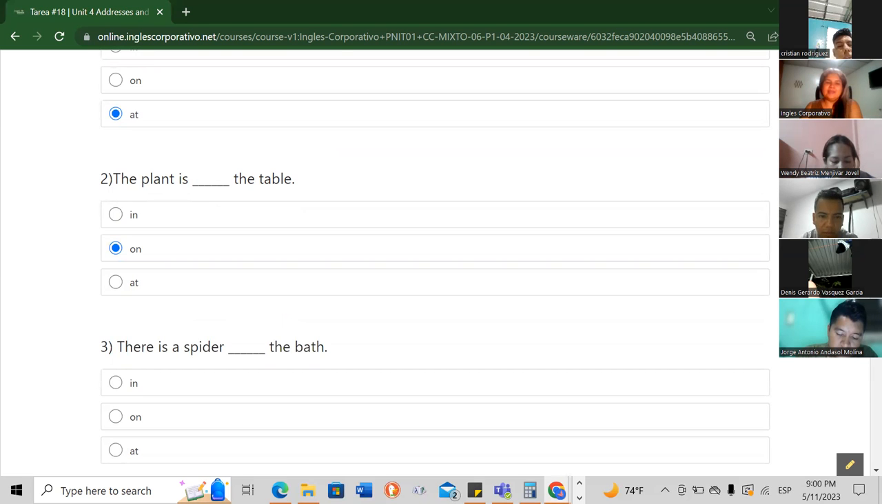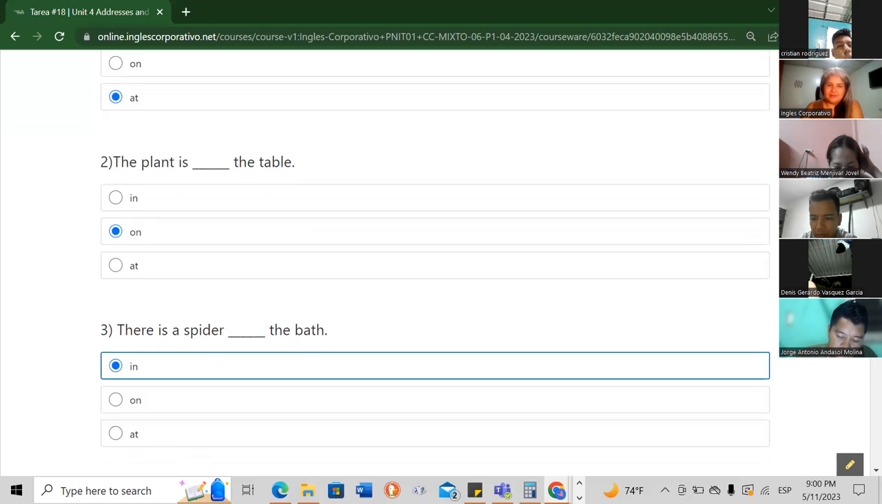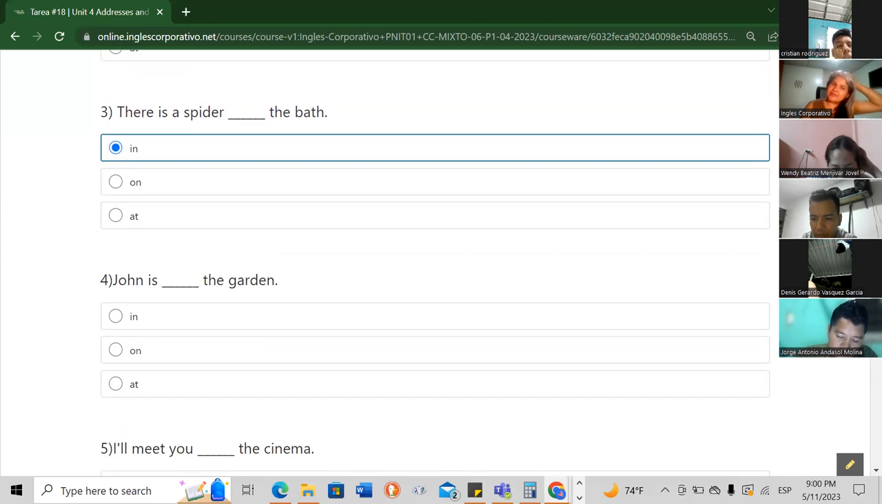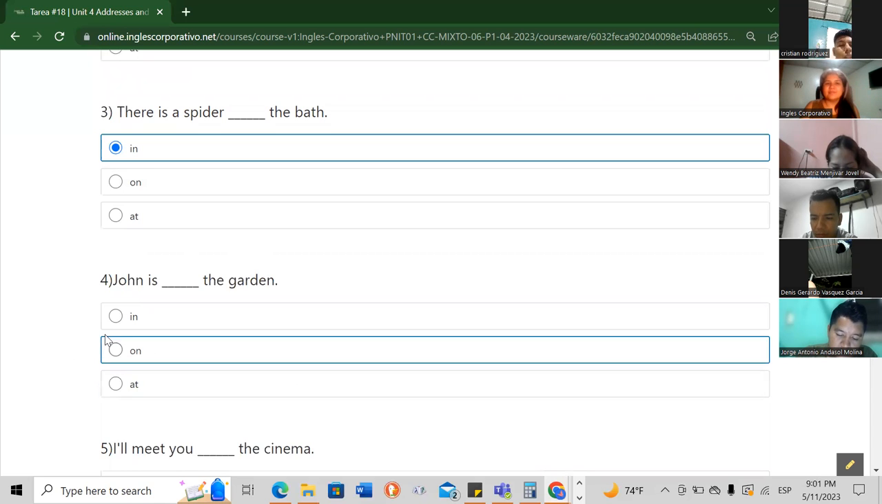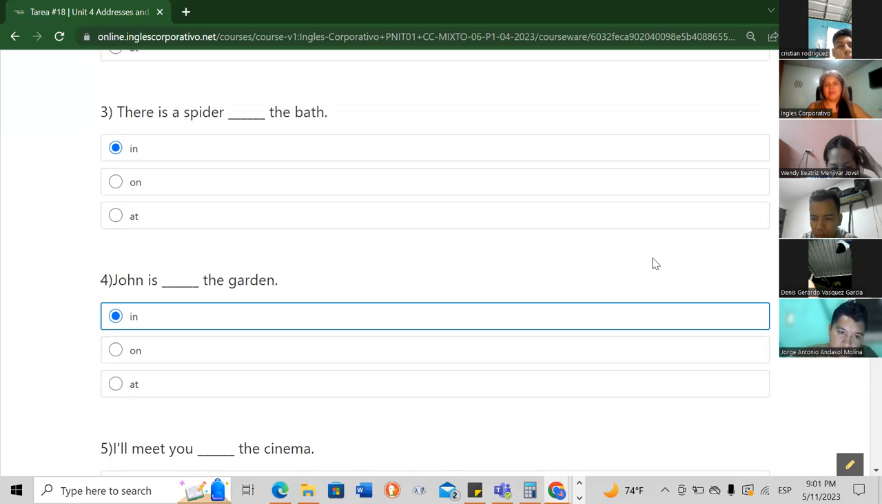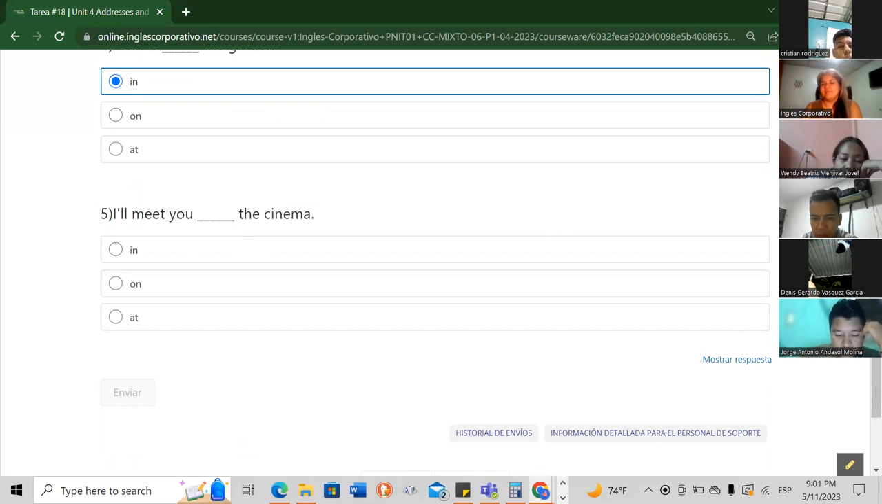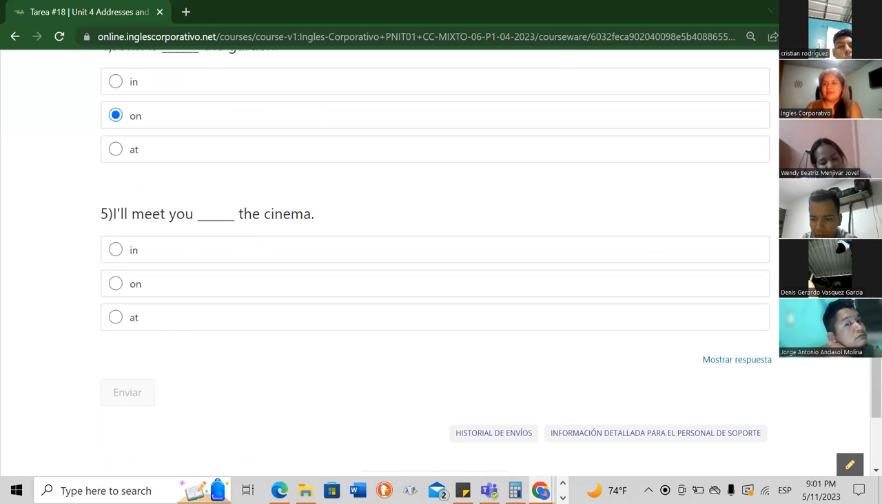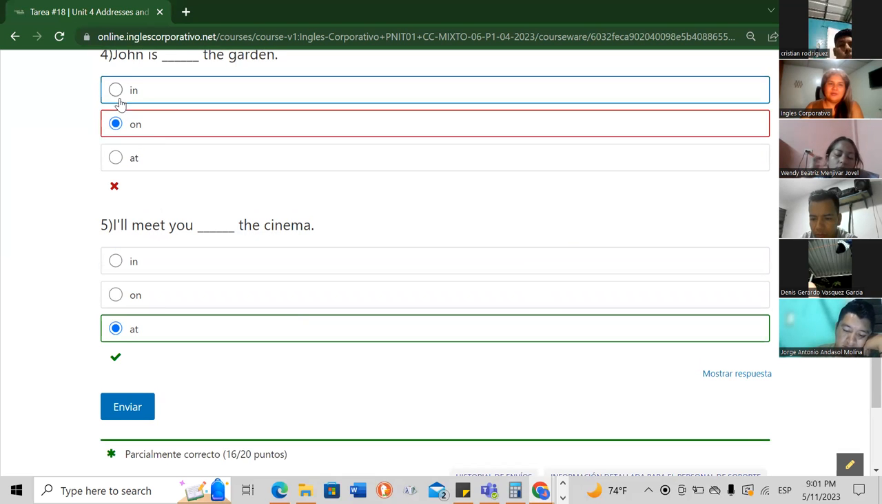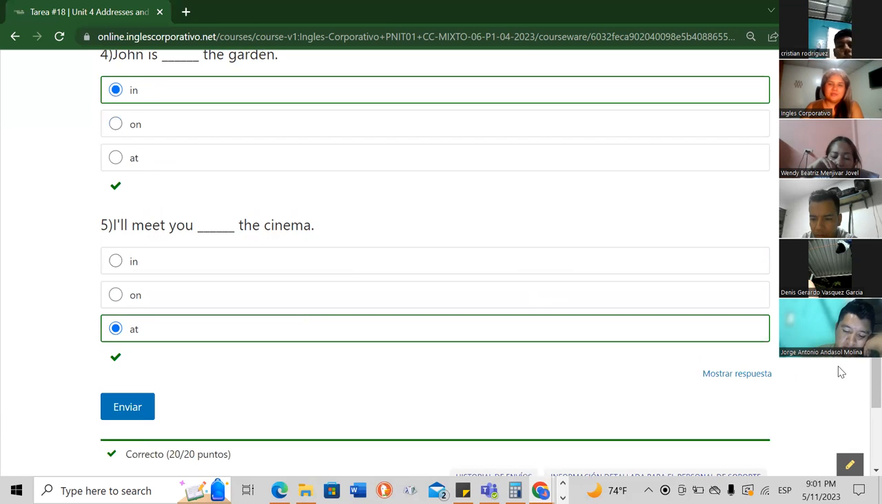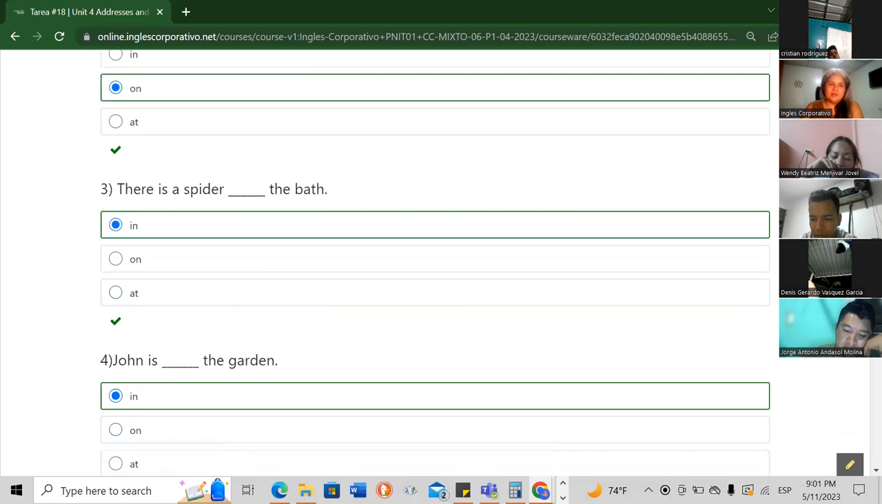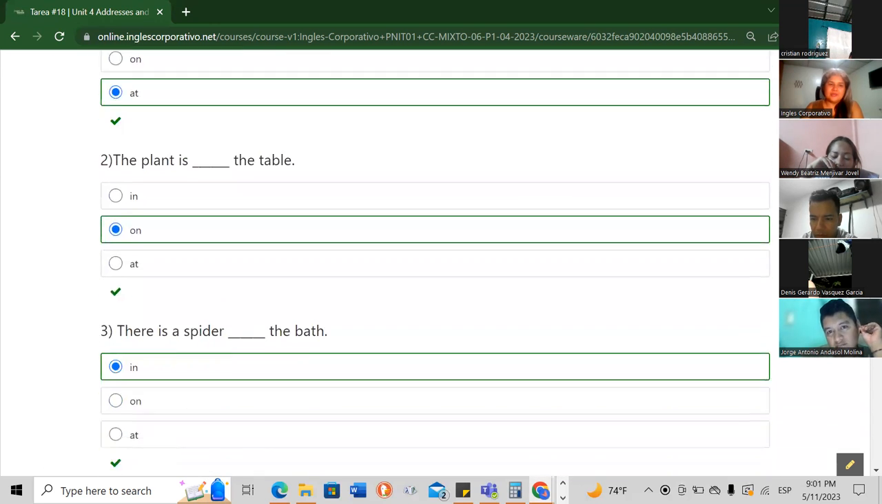Okay, there is a spider. In the bag. Muy bien. John is? In the garden. Si puede estar in, right? In the garden. Adentro del jardín. Number five. I'll meet you. At the cinema. Porque es un lugar específico, right? At the cinema. Very good. Oh, no, no, no. In. This is in. Okay. Terminamos la 18 también.